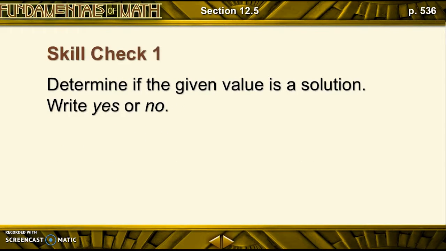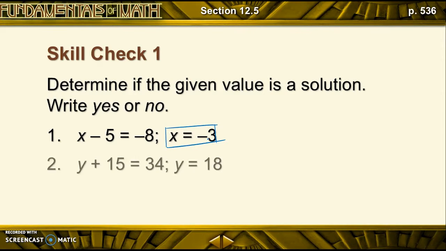So skill check 1, determine if the given value is a solution, yes or no. So go ahead and try a couple of these. They're giving you an equation. Remember, an equation has an equal sign in it. That's how it's different from an expression. So your equation has an equal sign. You're going to sub in your value that they give you, and then say yes or no whether it is a solution.